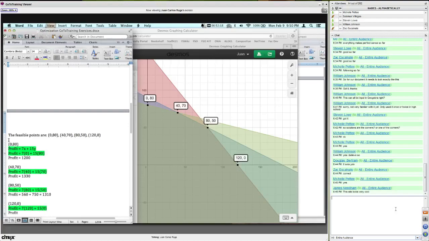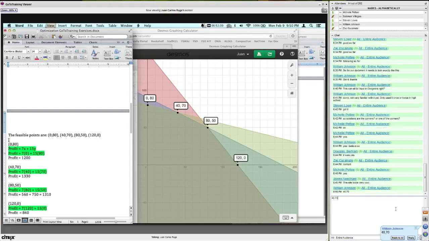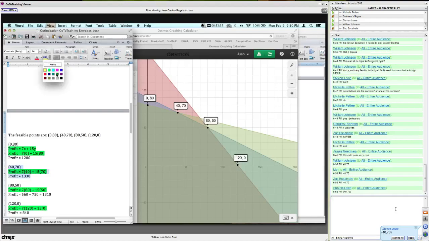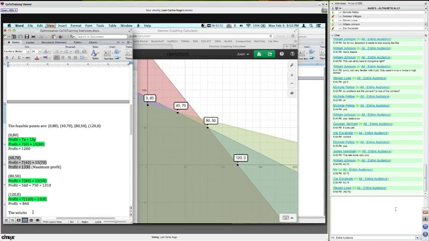So we have the profit is going to be equal in this case to 840. Okay guys, which one of the points gives us the maximum value? Because we're looking for the maximum, right? 40, 70. So this is the solution here. I'm going to use another color, I'm going to use gray. Maximum profit.